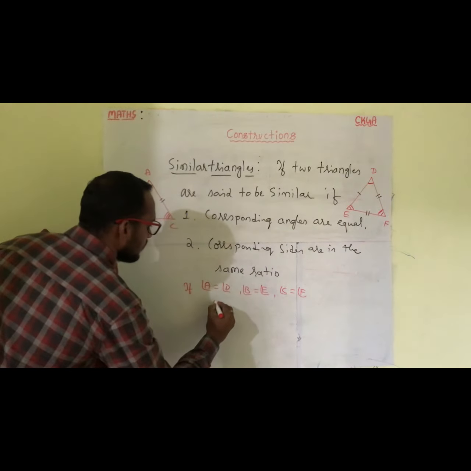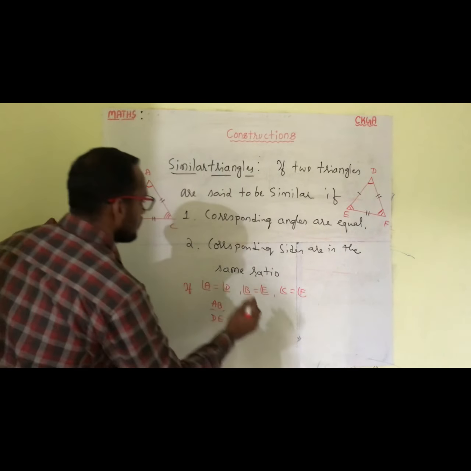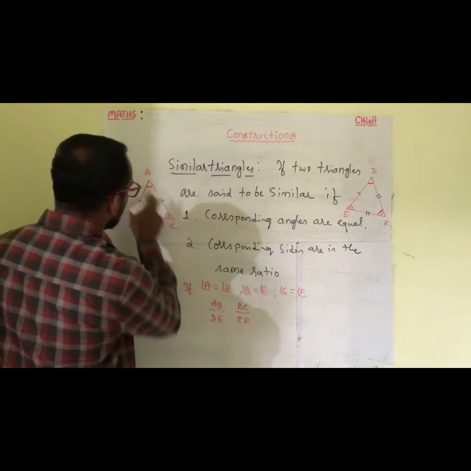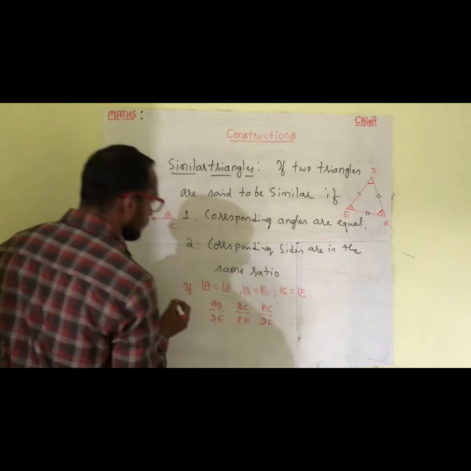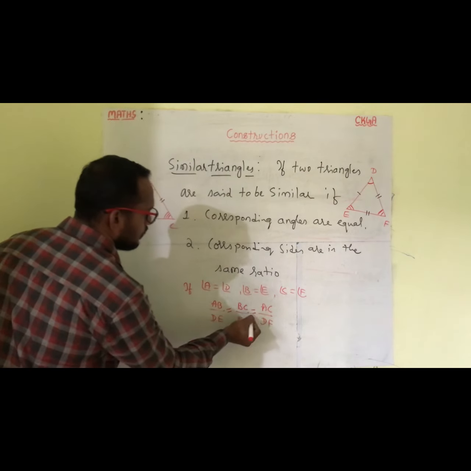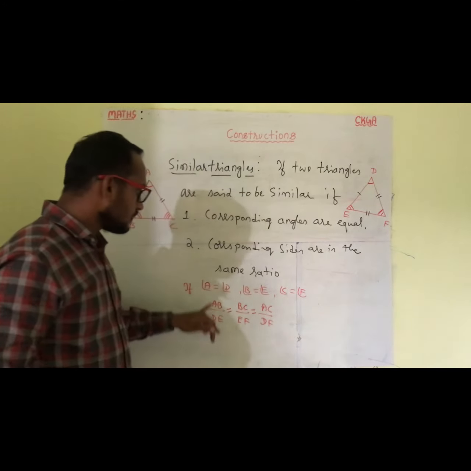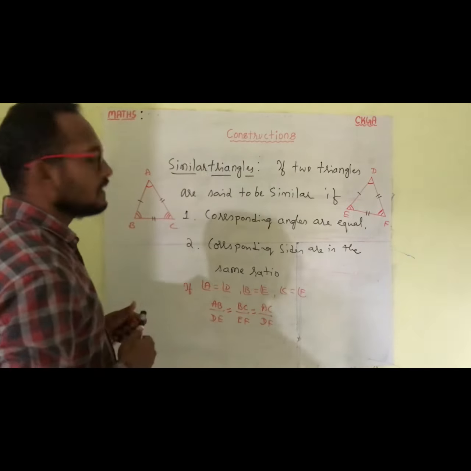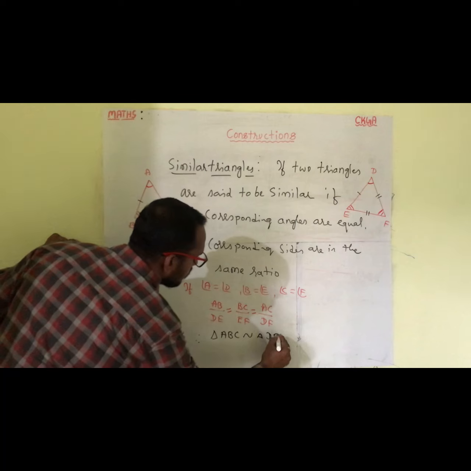The corresponding side of AB will be DE. The corresponding side of BC will be EF. The corresponding side of AC is DF. Suppose they are equal, that is a very important thing. Corresponding angles are equal, corresponding sides are in the same ratio. If these two concepts are true, then you can conclude those two triangles are similar. Therefore, triangle ABC is similar to triangle DEF.